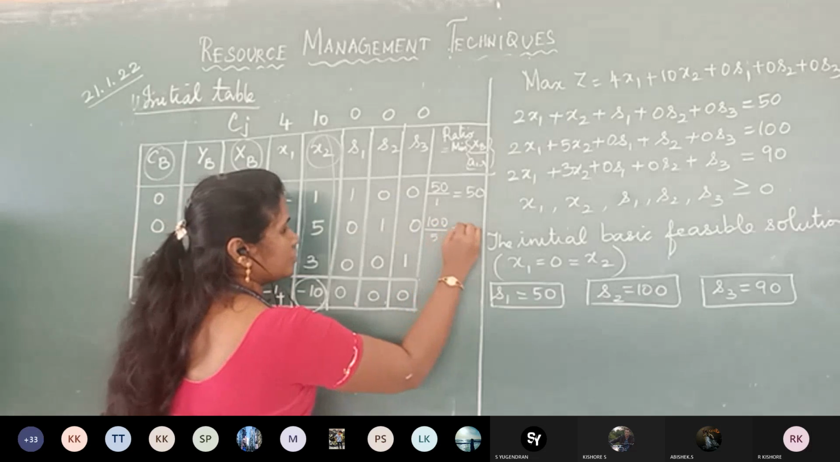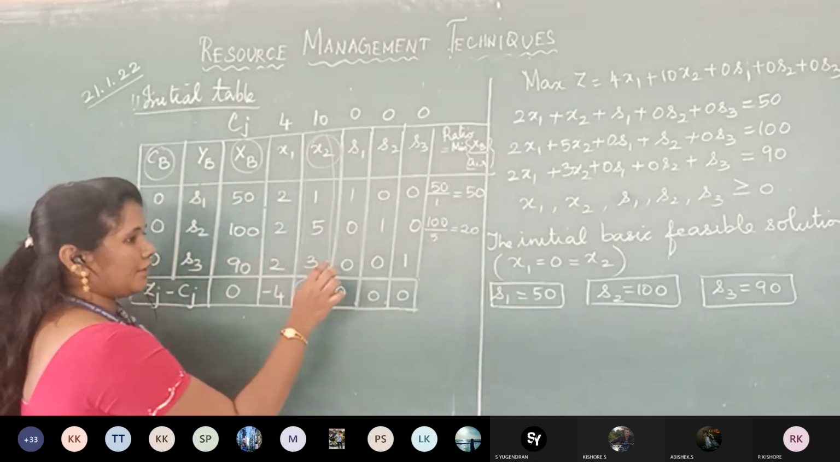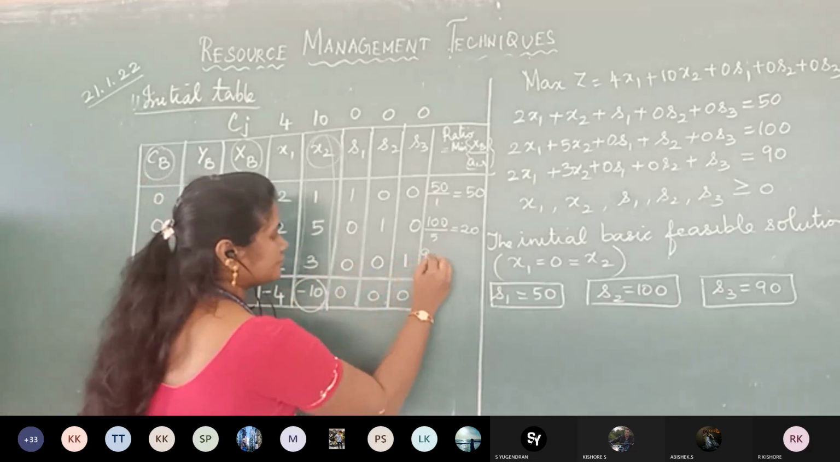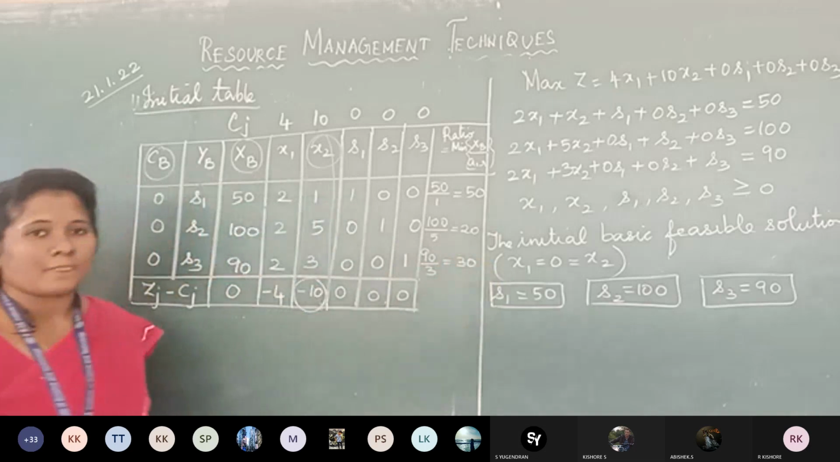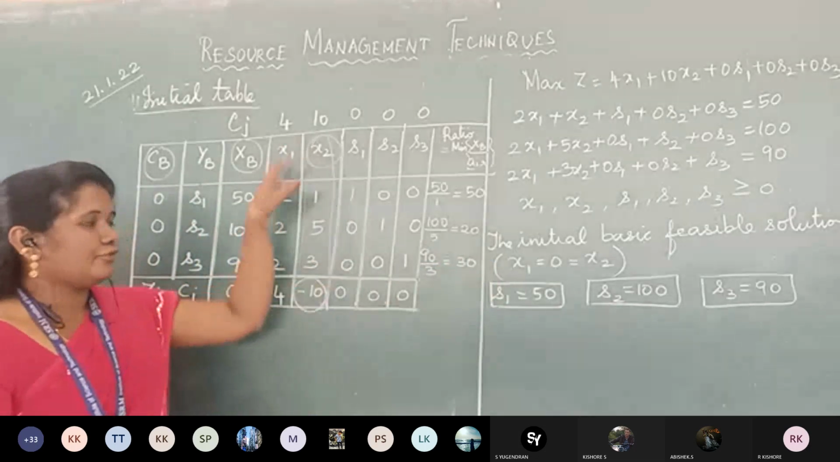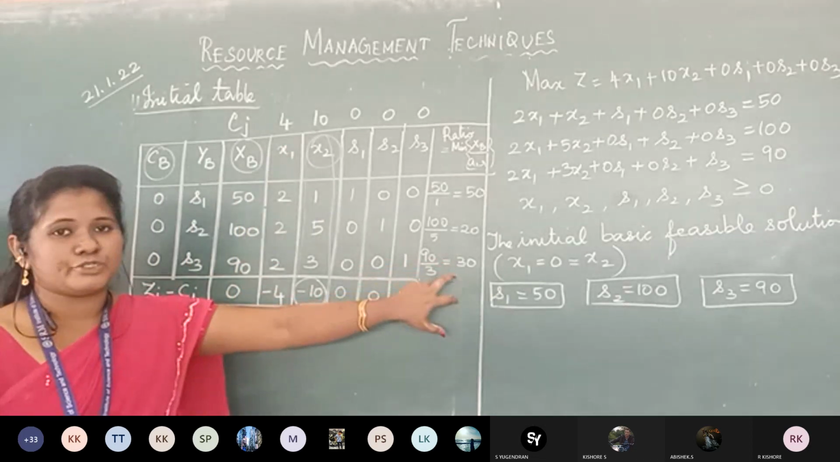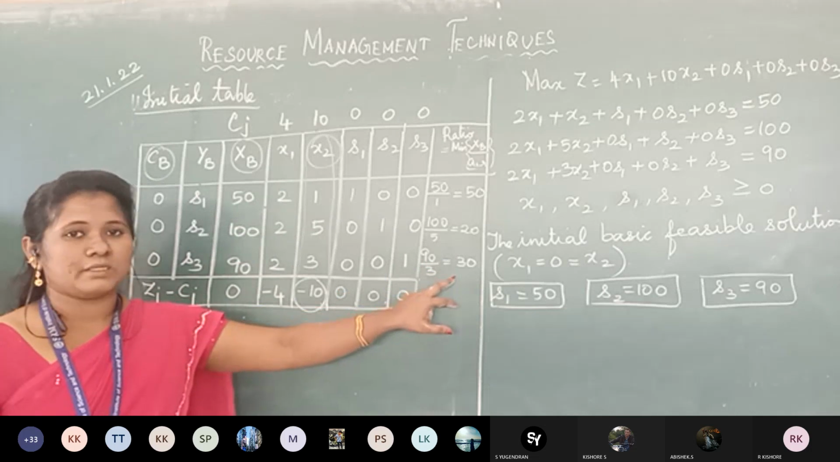100 divided by 5 is 20. And then 90 divided by 3. 90 divided by 3 will be 30. Okay, so you have to find out the column. After finding out the column, you'll find out the ratio. This is the procedure. You don't have any other terms like this.